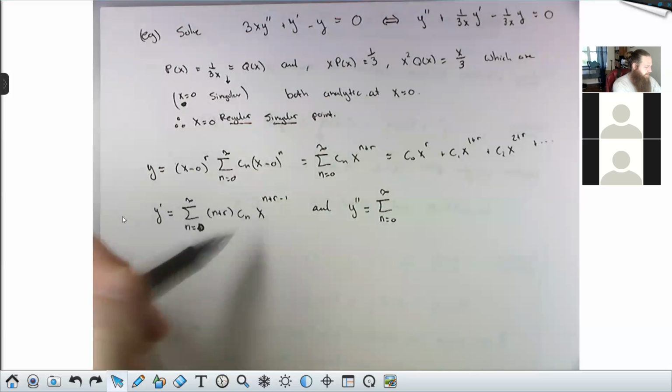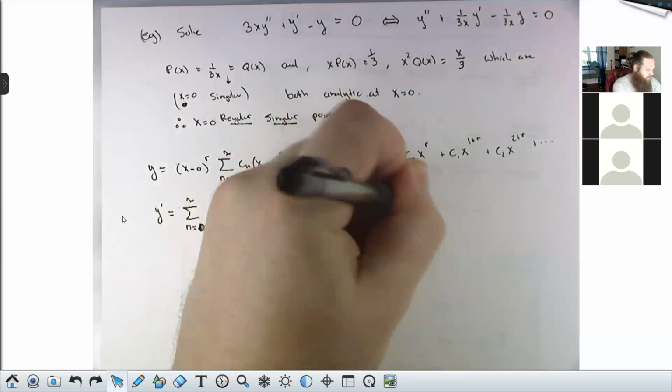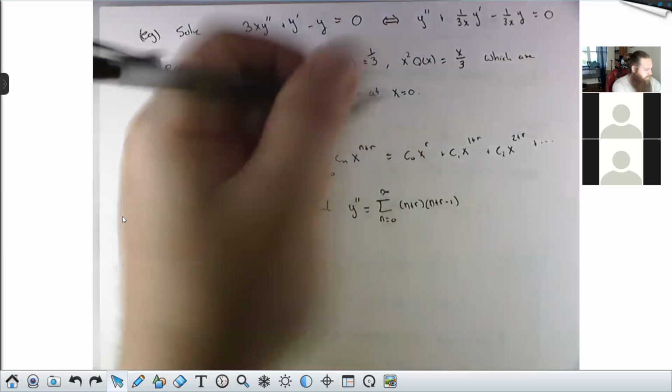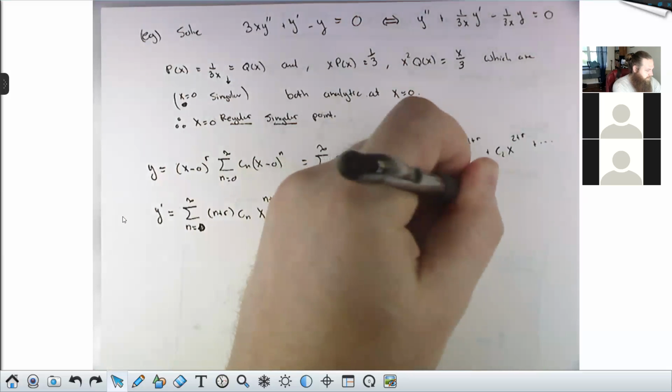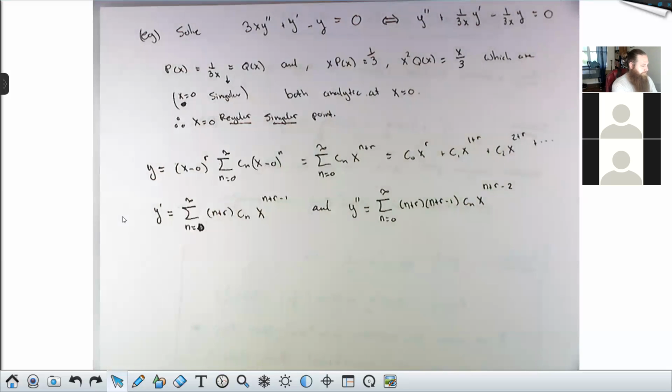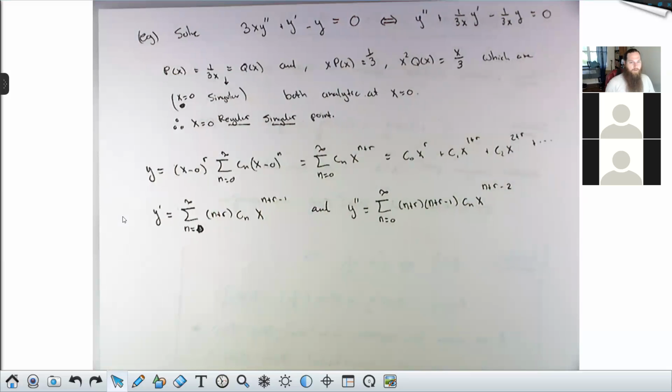And now differentiating this, I get n plus r times n plus r minus 1 times c n x to the n plus r minus 2. So these are the things we'll use to build our ODE. I'm going to need to shift the powers, and then I'll pull out some terms if needed. And we'll move forwards like we were before.